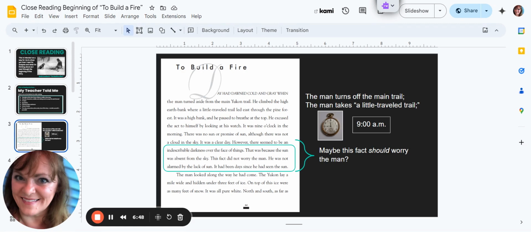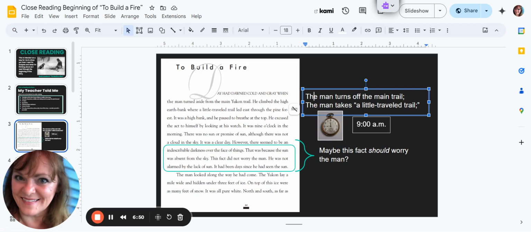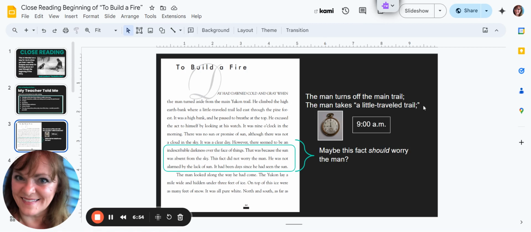I also made a note here. The man turns off the main trail. The man takes a little traveled trail. So, ooh, that alarms me. That worries me for this guy. He got off the main trail and took a little traveled trail, meaning a trail that hasn't been worn before. Well, why not? I'm not sure that was a good idea. So let's see. There might be a sense of foreboding here.